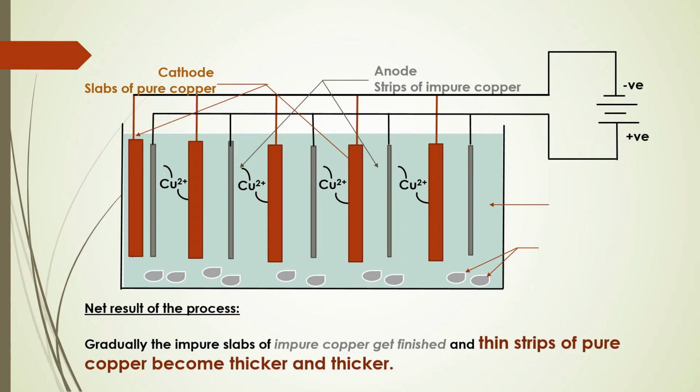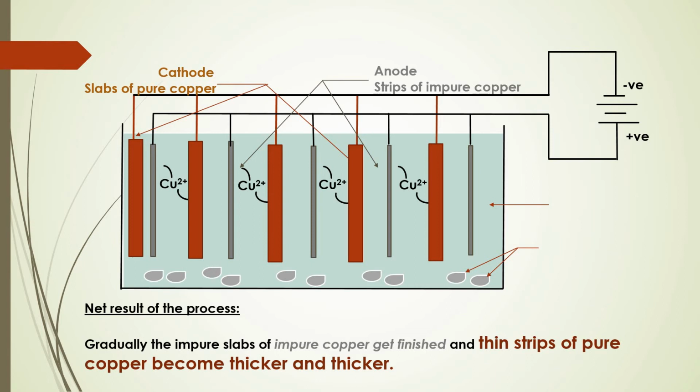The net result of the process is, with the passage of time, the anode becomes thinner and thinner due to loss of copper from it, whereas the cathode becomes thicker and thicker due to deposition of pure metallic copper on it, as a result of which we get pure metallic copper. It can be removed and can be melted and transformed into desired shapes.